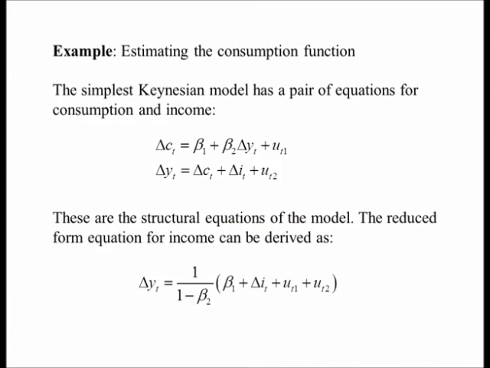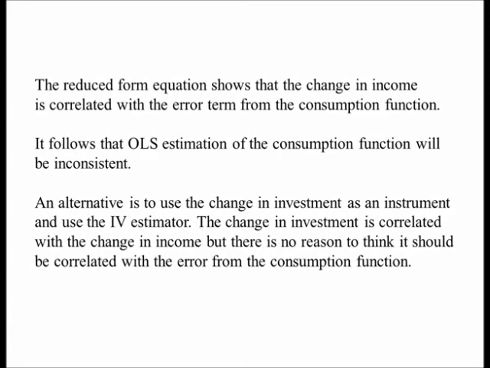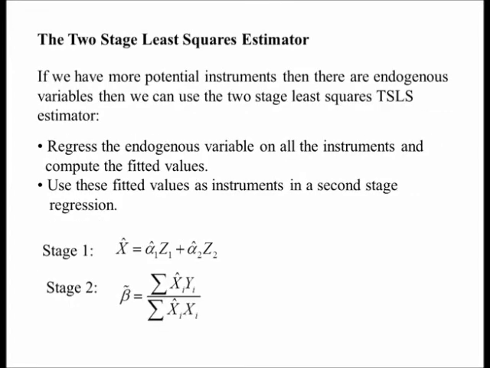This slide here just really gives the theoretical background for what we did for the example a few moments ago. In this case, the reduced form equation shows that the change in income is correlated with the error term from the consumption function. It follows that the OLS estimate of the consumption function will be inconsistent. An alternative is therefore to use the change in investment as an instrument and then use the IV estimator. The change in investment is correlated with the change in income. There's no reason to think it should be correlated with the error from the consumption function. And the example we just looked at illustrates precisely that.